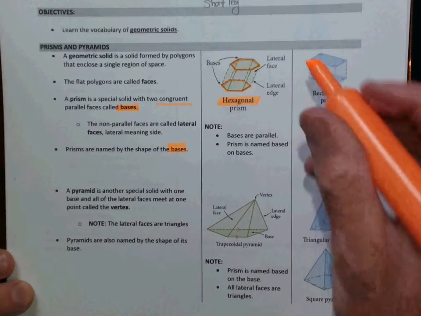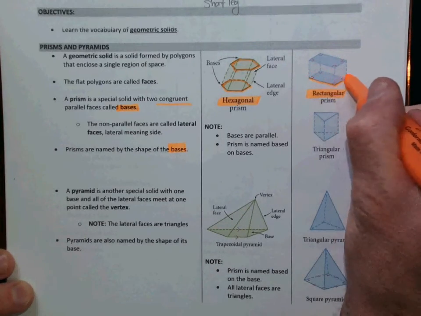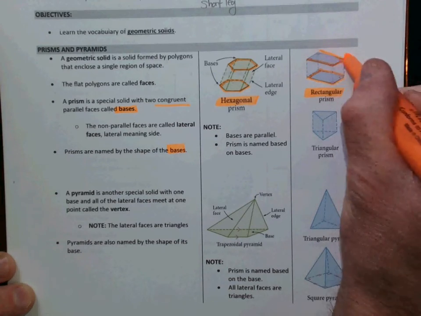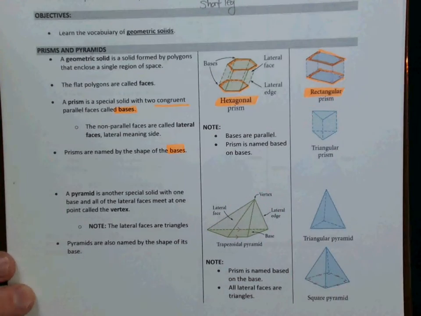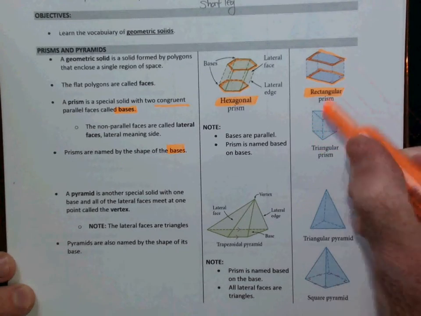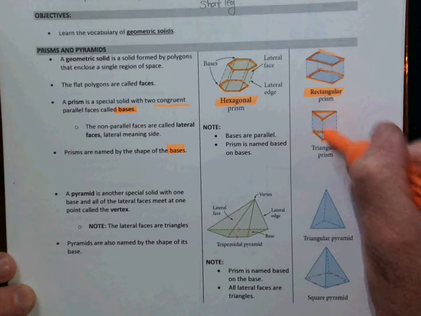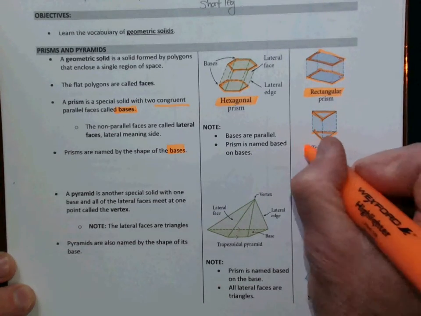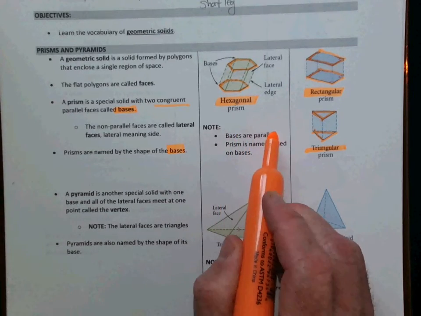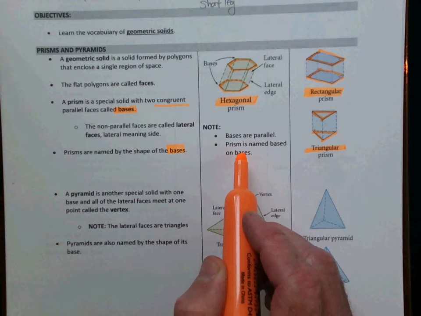In this one, it says it's a rectangular prism, so there should be two congruent parallel sides, and those faces are the bases. And then in this one, here's one triangle congruent to another triangle, and they're parallel. This is a triangular prism. So don't forget, the bases will be parallel, and the prism is named based on the bases.